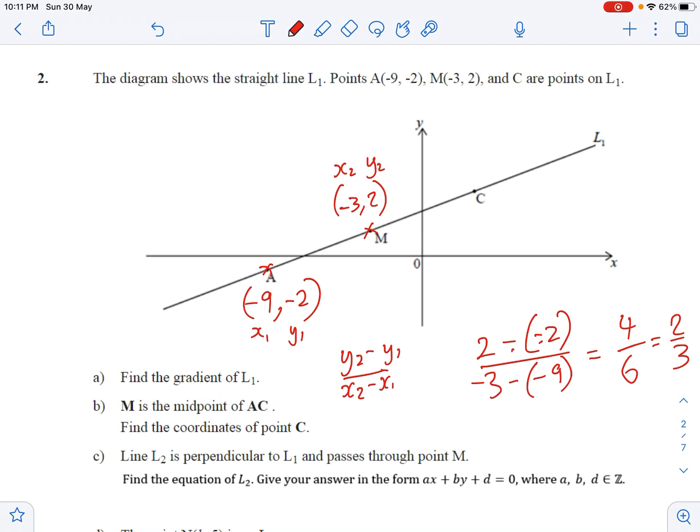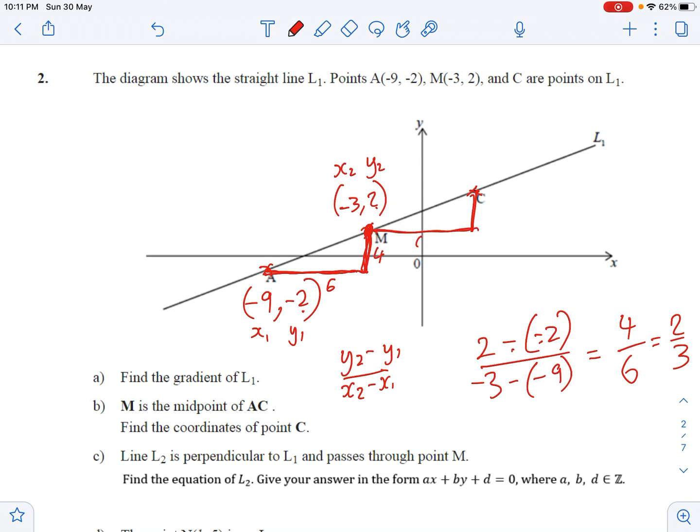We've got M is the midpoint of this line. Now, we could use the midpoint formula here, but we'd have to work backwards because we've got the midpoint and we're trying to find C. So actually, I much prefer to look at this visually and say, well, if that's the midpoint, then this distance along here, I've got to go that distance again. So from -9 to 3, I've kind of gone along 6, and from -2 to 2, I've gone up 4.